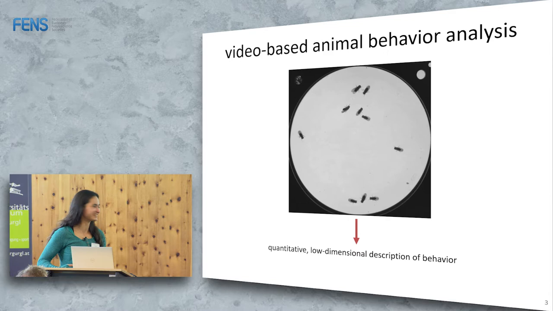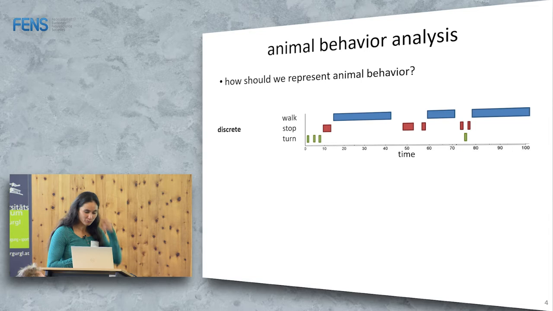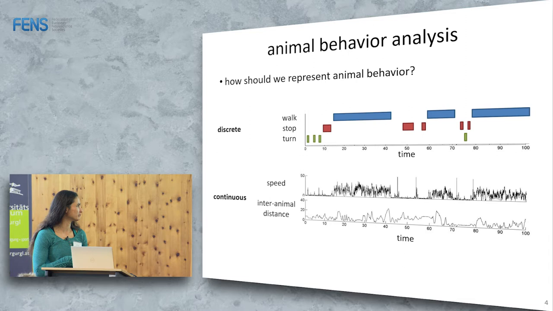One type of behavior representation that we work on is discrete representations, where there are categories of behaviors that the animals are performing at any given time point. They might be backing up or chasing or courting or walking or stopping or turning. And then the ones that we all came up with looking at those videos were continuous measures, like the speed of the animal or the distance between the animals. So these are two different ways you can represent behavior.